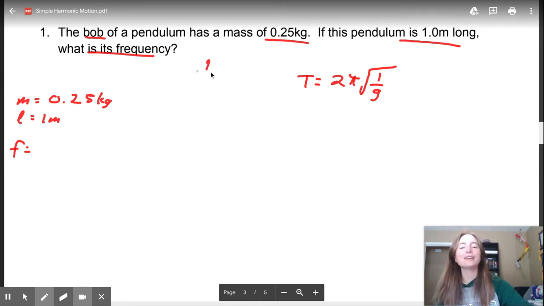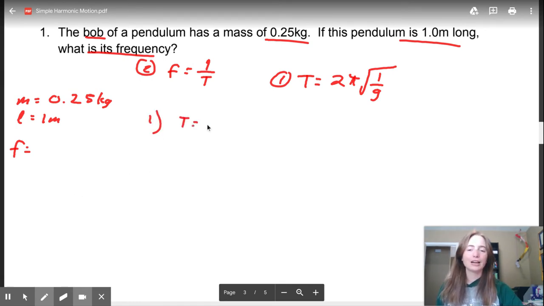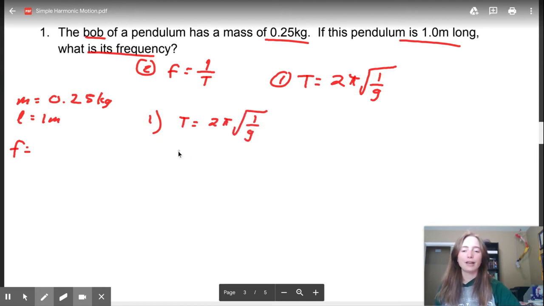I find the period, and 1 over the period is equal to the frequency. So that's going to be my first step, and this is going to be my second step. The first thing, the period is 2 pi times root L over g, and then 2 pi times the root of the length of 1 over 9.81.